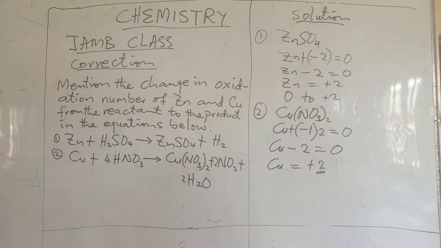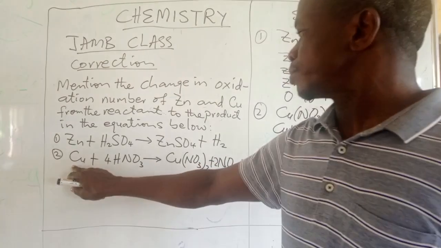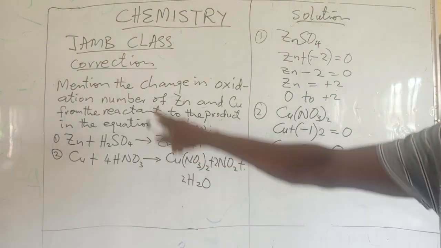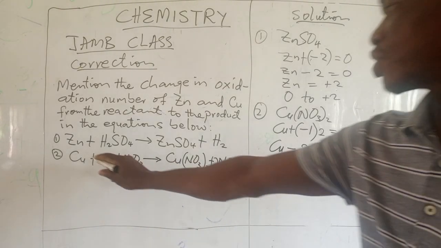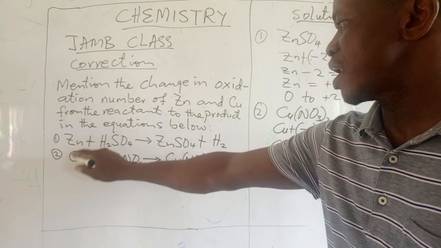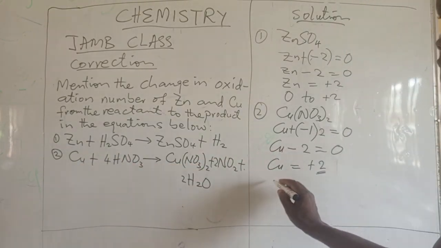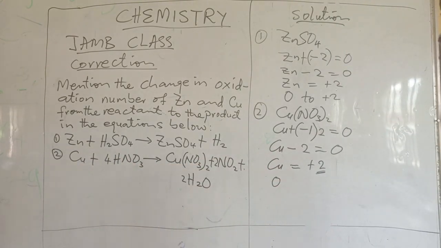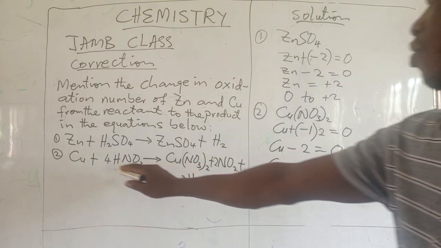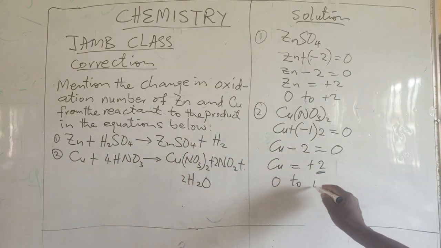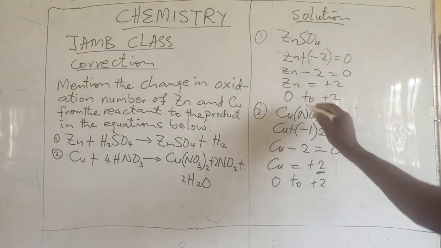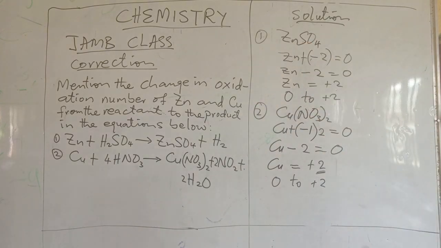Now if that is done, the next thing is for you to compare from the reactant to the product, because that's the question. So the reactant, you have what? Oxidation number of a free element. An element is always 0, as I told you, and it's increasing from 0 to plus 2. Just the same way with equation 1.